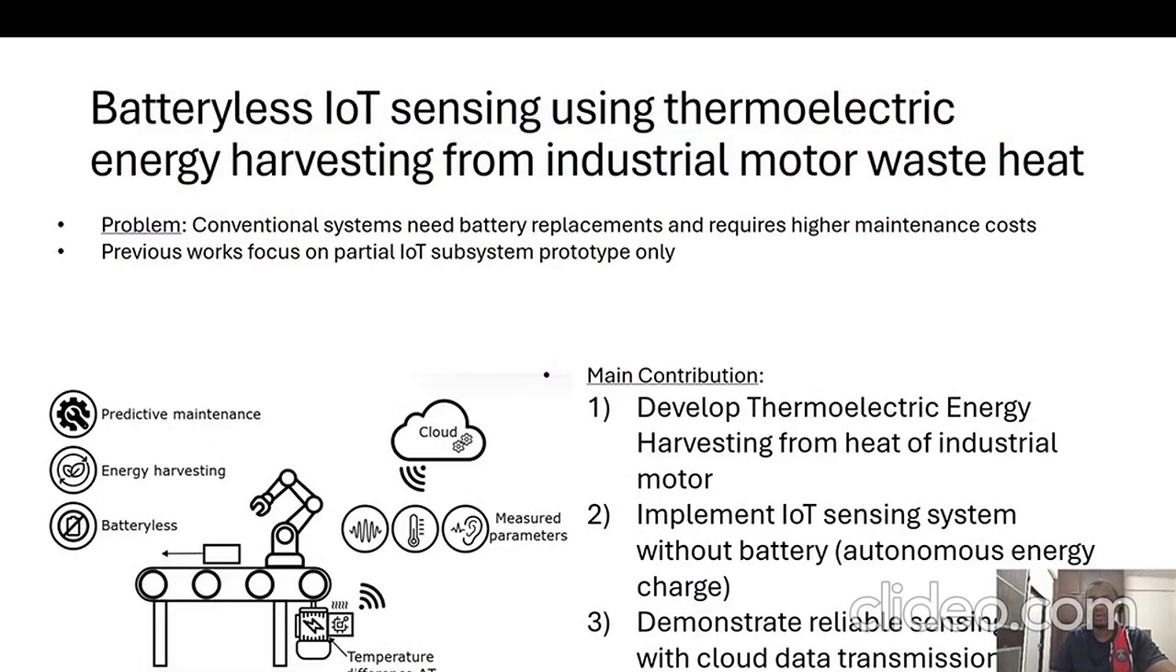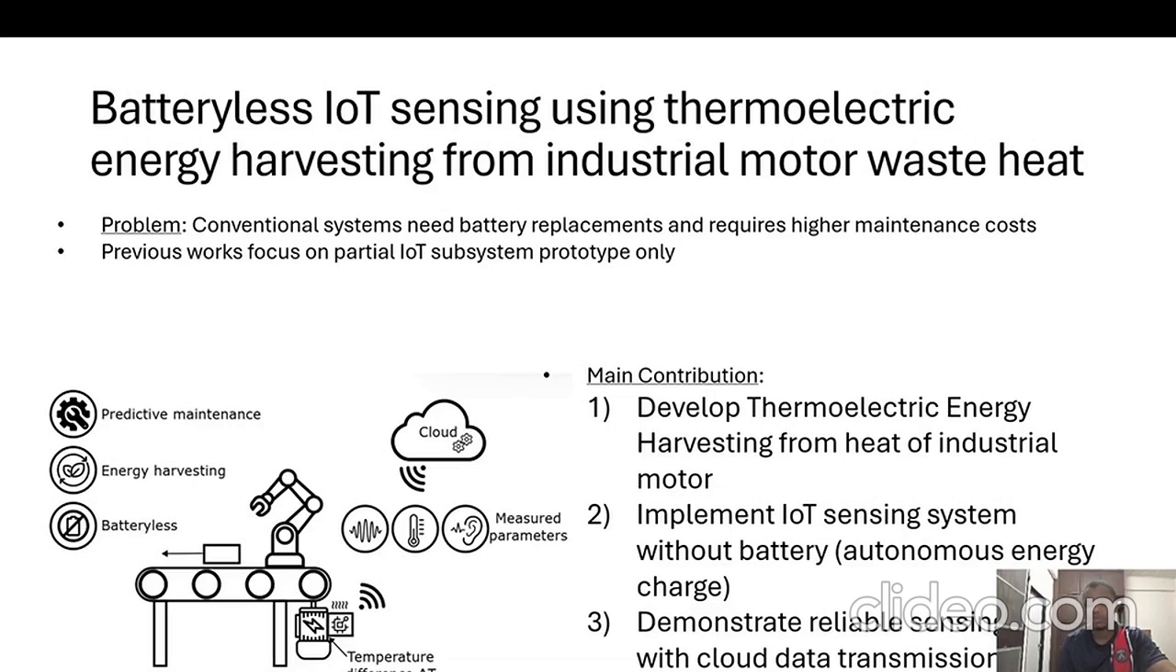So the basic example or application which we are discussing is batteryless IoT sensing using thermoelectric energy harvesting from industrial motor waste heat. The reason for implementing this application is that conventional systems need battery replacements and require higher maintenance costs. Previous works also focus on partial IoT subsystem prototypes only, while the main contribution of this application is to develop thermoelectric energy harvesting from the heat of industrial motors.